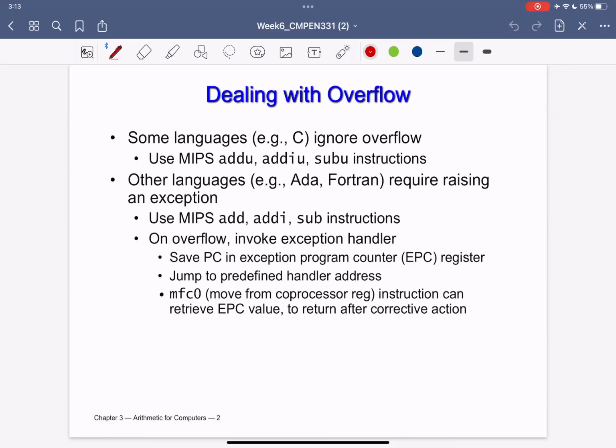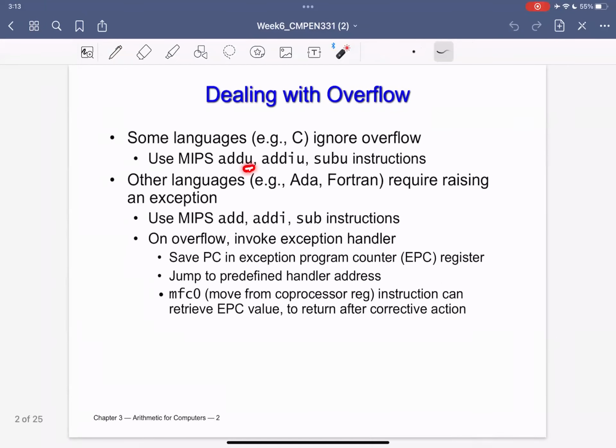So with MIPS also, if you were to write this as unsigned, especially when you deal with unsigned numbers, because this is another important thing, whether the last bit refers to a sign or not. So just using the U, addU or add immediate U and so on. Other languages like Fortran require raising an exception or interrupt. So using in MIPS add, add immediate and sub, all of these instructions, with this kind of overflow, we have an interrupt.